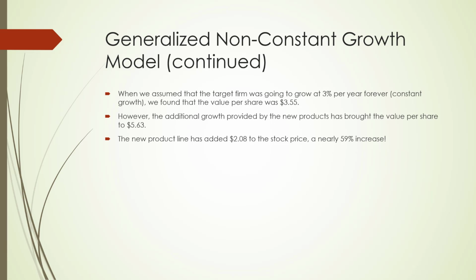Now, when we assumed that the company was a constant growth firm, we got a value of 355. But now we're assuming that they're going to grow a little more quickly for the next 5 years. And that additional growth has added to the value of the stock. And specifically, we found that the value of the stock was 563, which means that the value of the new product line is $2.08 per common share. That's almost a 60% increase.